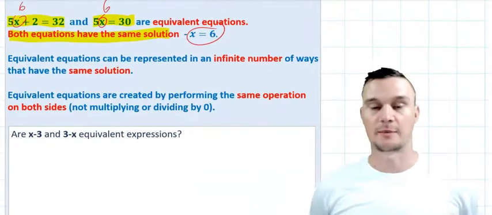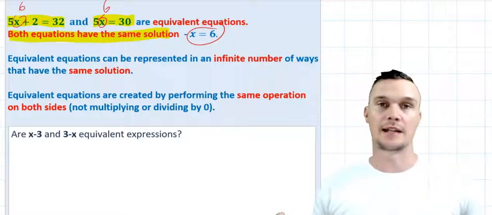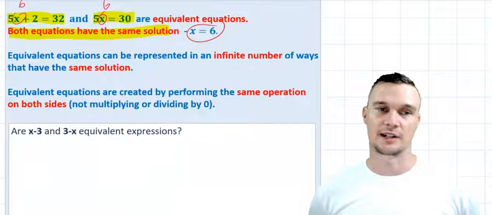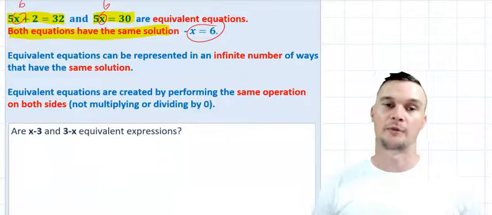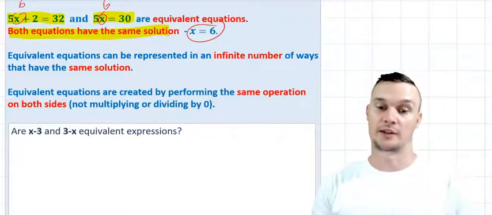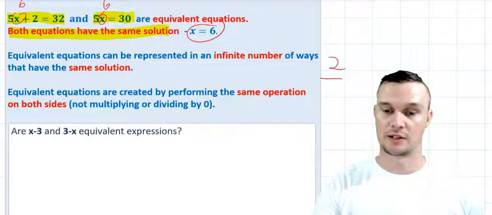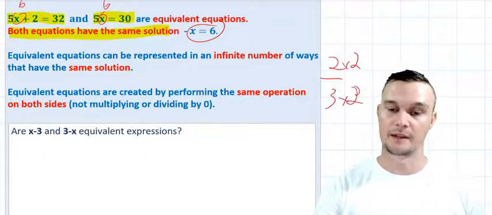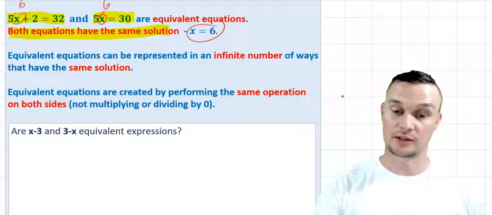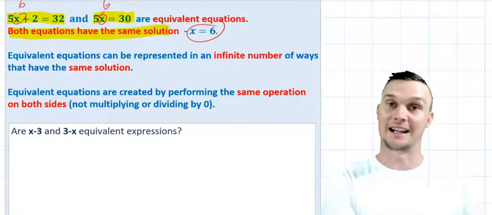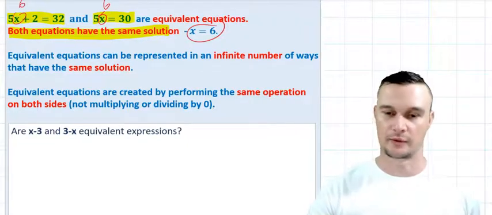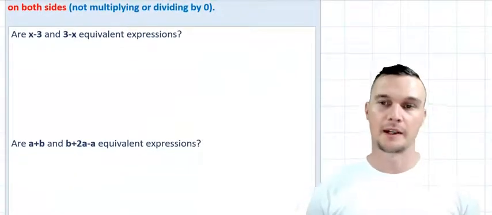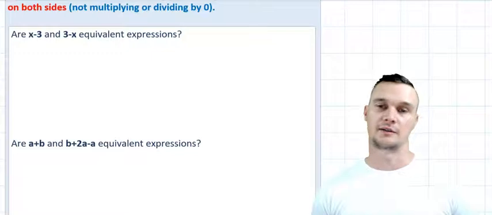So equivalent equations can be represented in an infinite number of ways that have the same solution, as we've just looked at above using the LHS and the RHS, and that can be created by performing the same operation on both sides. As we said, if we've got fractions, we perform the same operation to the top numerator and the bottom. In expressions, we perform the same operation to the LHS and the RHS, and that's how we create equivalent expressions. But what we're going to be looking at today is how we can determine if they are, and we're going to use substituting and evaluating.